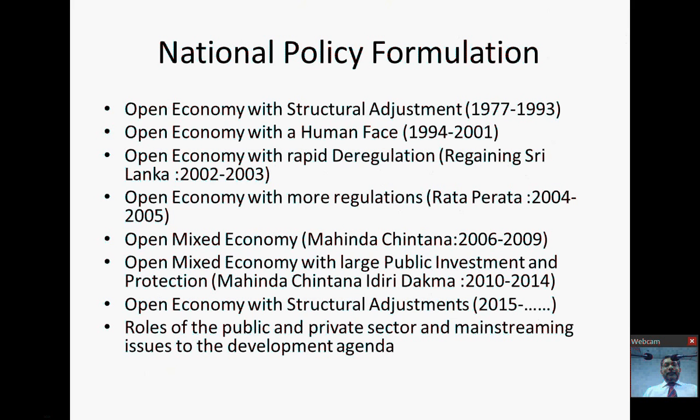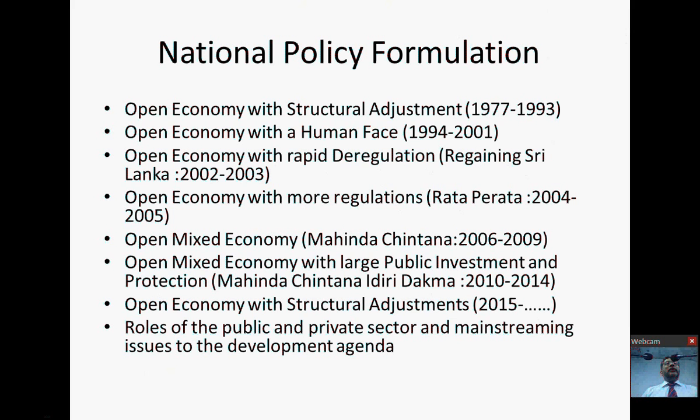So the 1977 attempt was to create more and more industrialization in this country and shift from heavy dependence on the plantation economy, because the plantations were running out of steam. That is why after the 1977 opening up, we saw industries like ready-made garments, rubber products, gems and jewelry, ceramics, food and beverages moving forward.